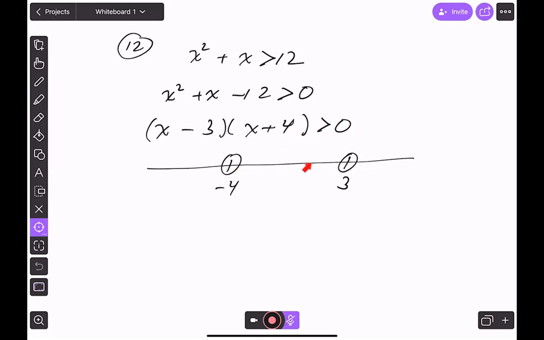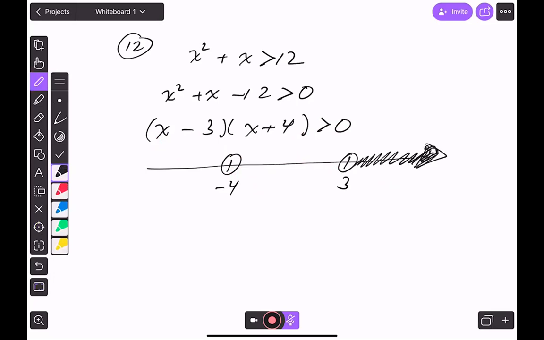So let's take a look at it. What's a good number between -4 and 3 to choose? 0. And if you did that, what would you get? A negative times a positive. So this would be negative. That can't be shaded. Let's try this over here. What's a good number after 3? 4. Plug it in, what do you get? A positive times a positive, which is a positive. Positive numbers are greater than 0, so I'm going to shade this in.